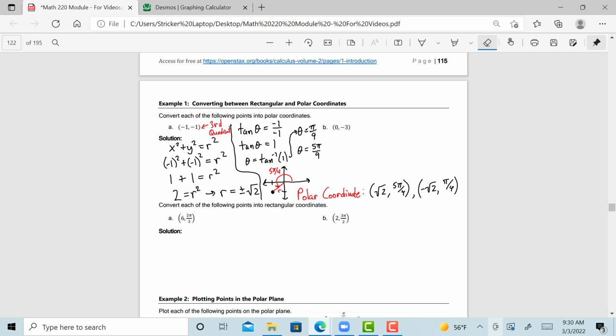And then we have part B here. So part B says to do the same thing. So go ahead and do part B on your own. Go ahead and pause the video, and we'll come back and talk about it.